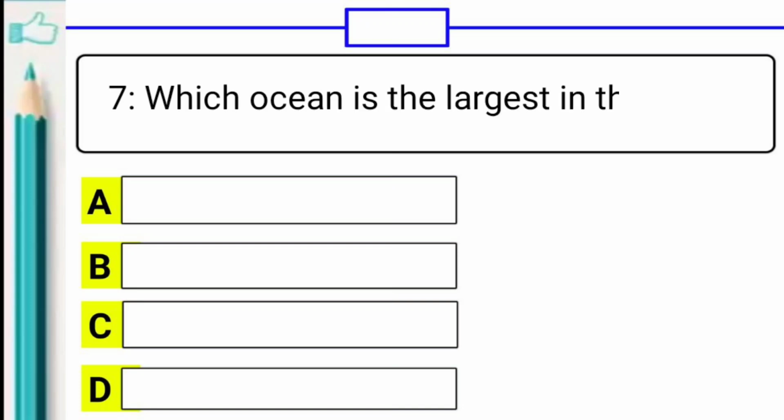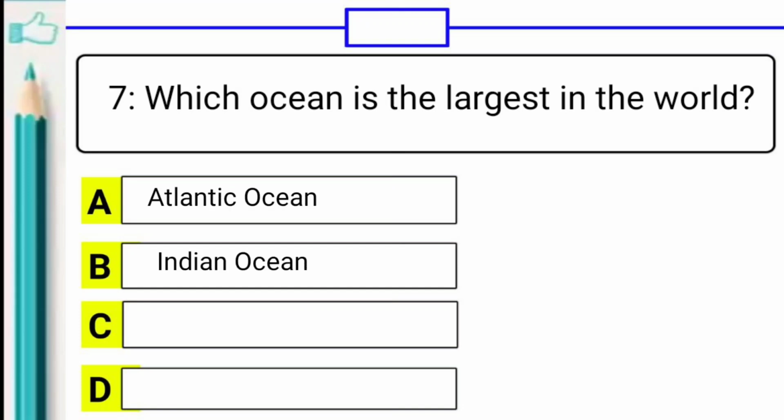Question 7. Which ocean is the largest in the world? A. Atlantic Ocean. B. Indian Ocean. C. Pacific Ocean. D. Arctic Ocean.